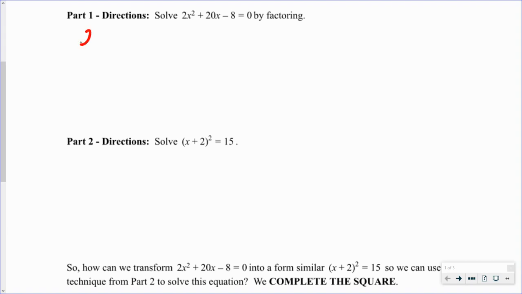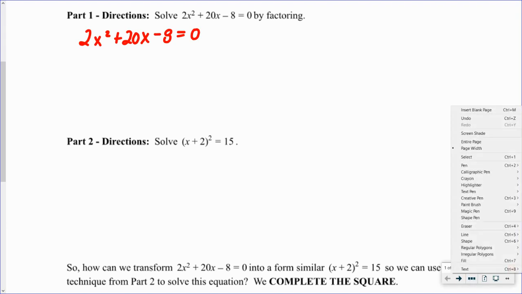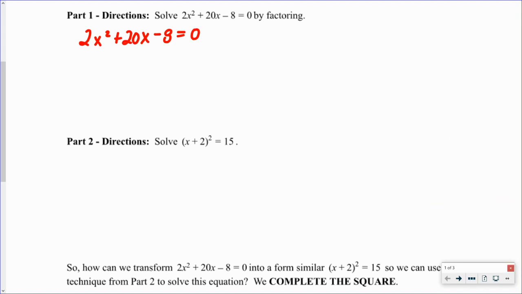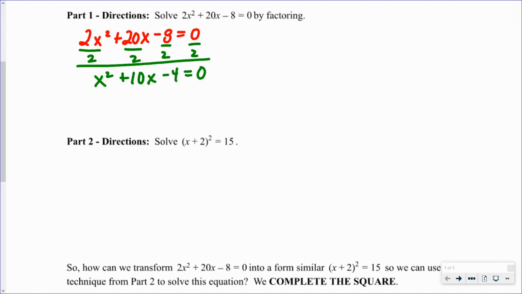So we've got 2x squared plus 20x minus 8 equals 0. Since this is an equation and I see that there's a greatest common factor, I'm going to divide both sides of the equation by 2, which is the greatest common factor. It just makes factoring that much easier when the leading coefficient is equal to 1. All right, so there we go. We're down to x squared plus 10x minus 4 equals 0.